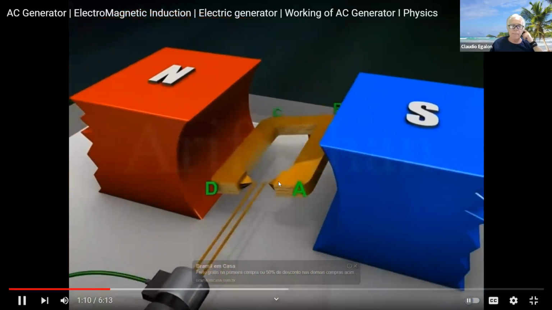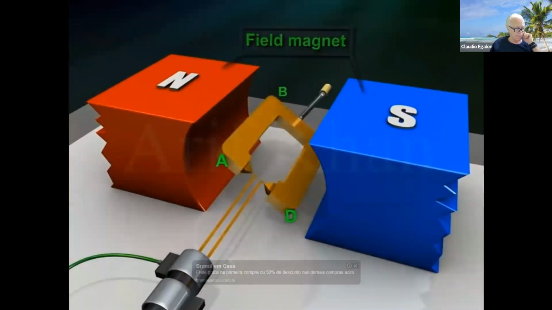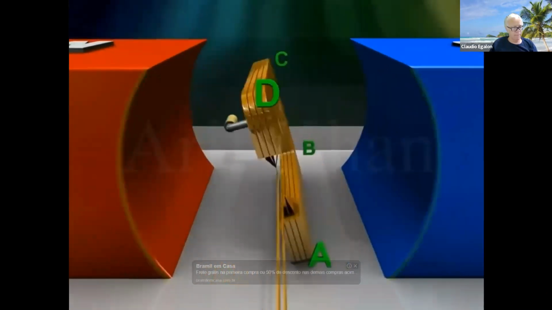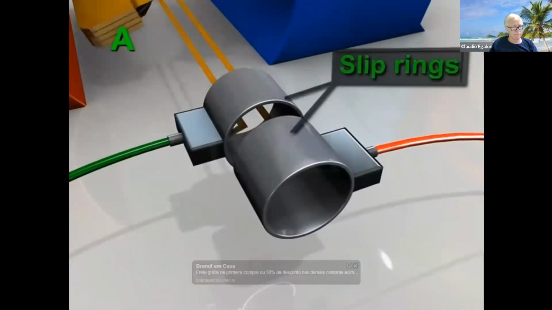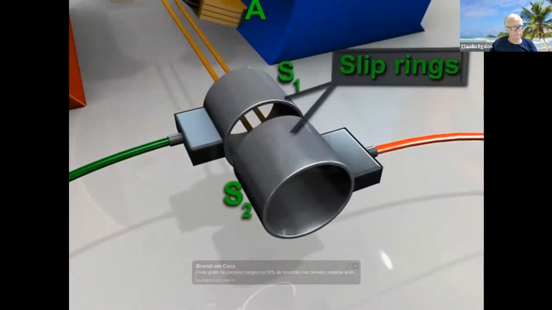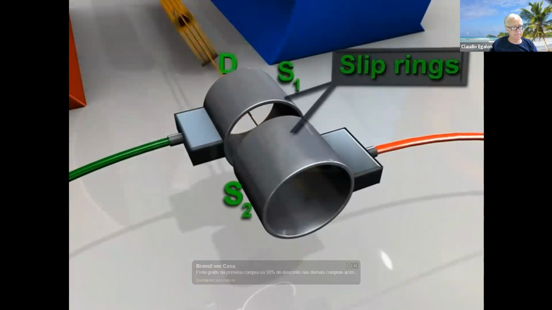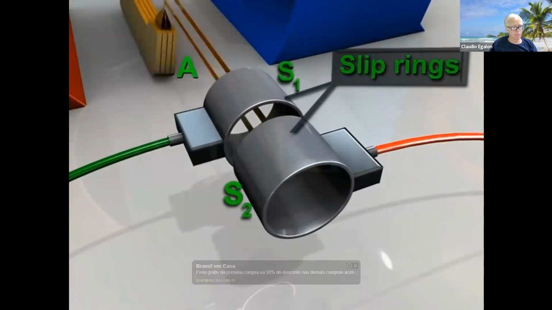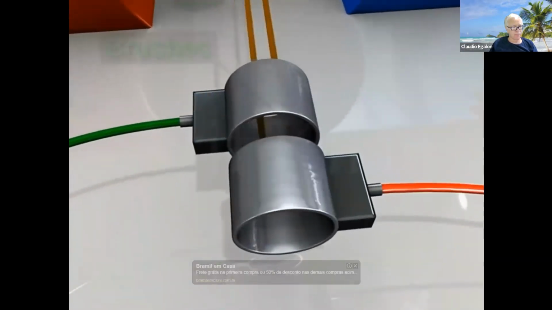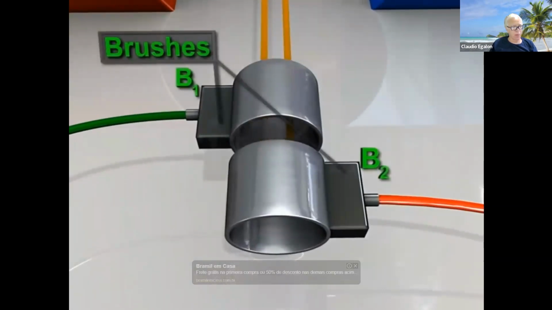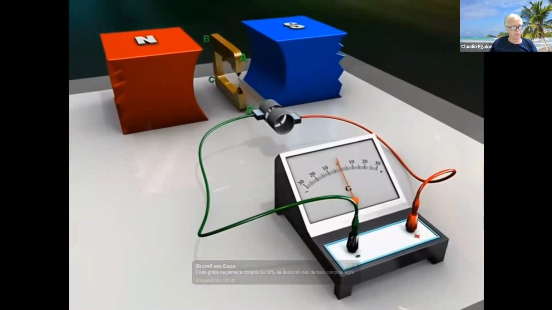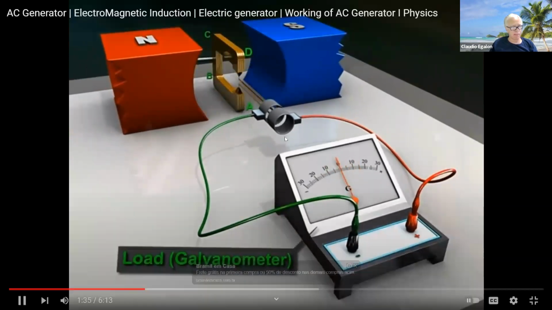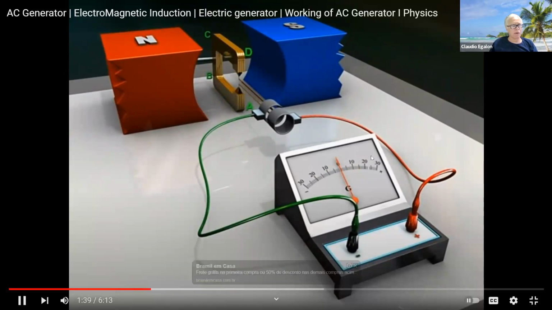A field magnet. It may be a strong permanent magnet with concave poles. Two slip rings S1 and S2. These are connected to the armature and thus rotate with it. Two brushes B1 and B2. They provide electrical contact with the slip rings and a load, which may be a galvanometer, shown here as an ammeter.